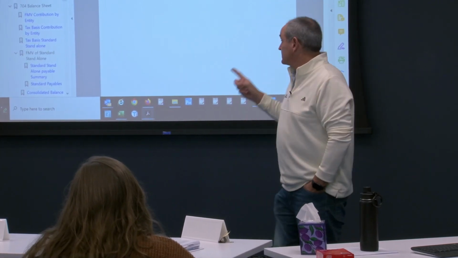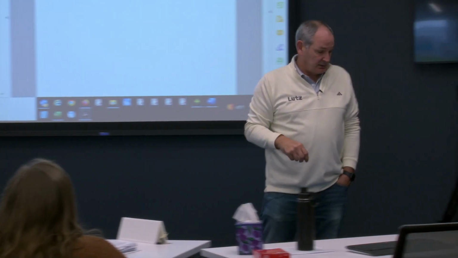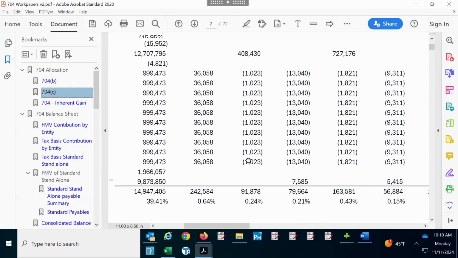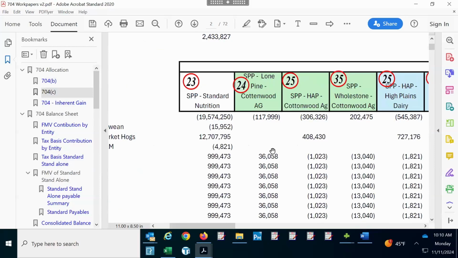In this case, you'll see that my 704B account for Standard was 39 million of fair value. In the example we were talking about, that is my $1 million in ground. But then you come to 704C, and they're at negative 20. So they're sitting on $60 million of inherent gain.